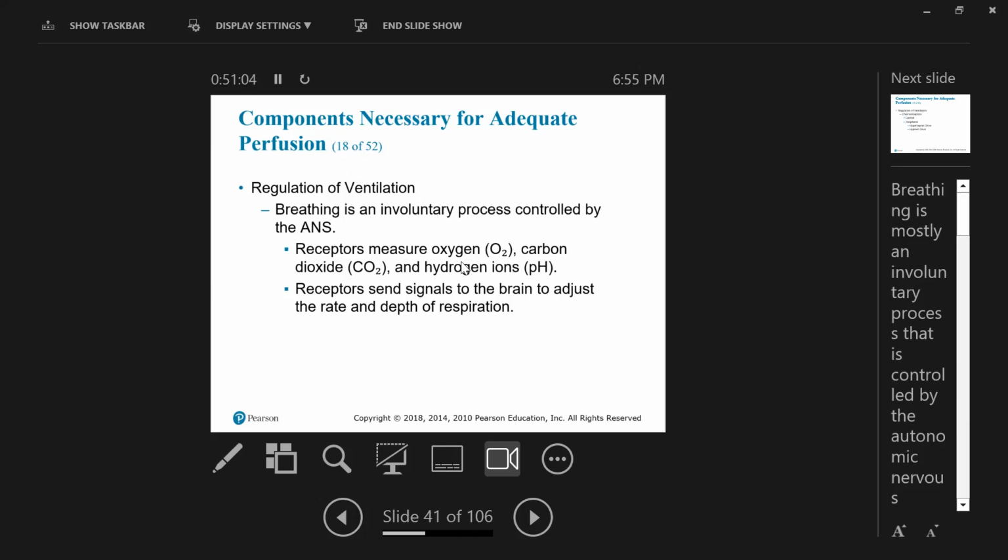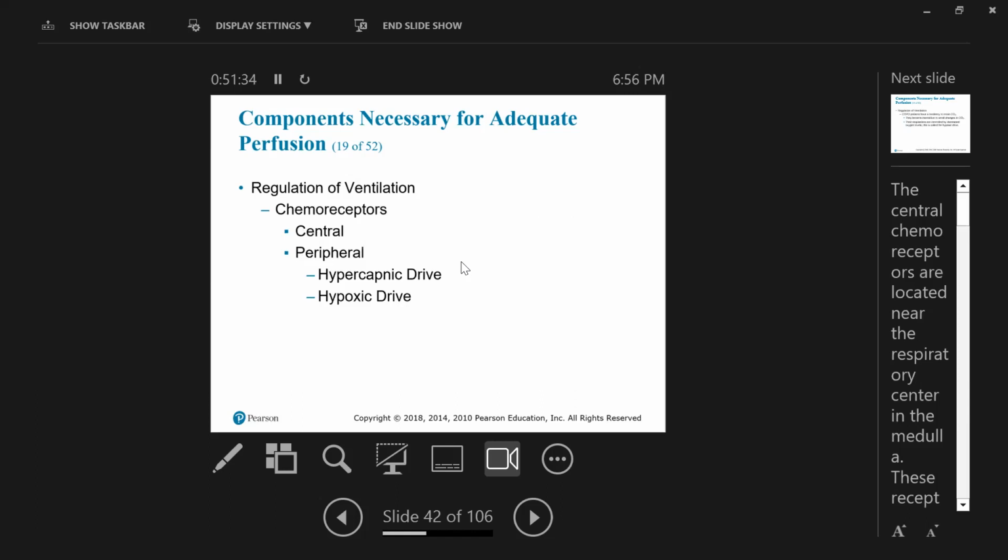Receptors. Breathing is involuntary. You have receptors that measure the oxygen and carbon dioxide levels and hydrogen ions. Basically, they check how much oxygen, how much carbon dioxide, and the pH of your system. So you have pH receptors, and you have baroreceptors. The receptors send signals to the brain to adjust the rate and depth of respirations. We have little mechanisms in there, like your car has sensors to find out how hot it is, how much oxygen there is, and how much carbon monoxide is leaving the car.